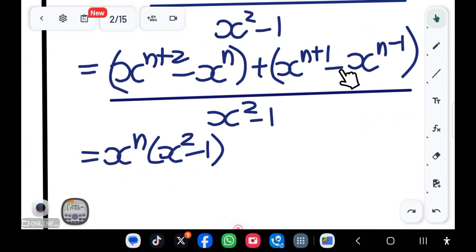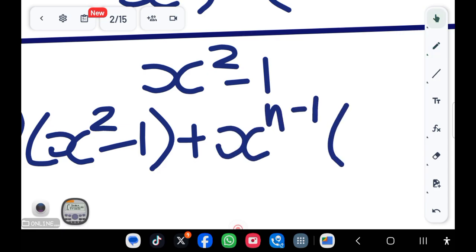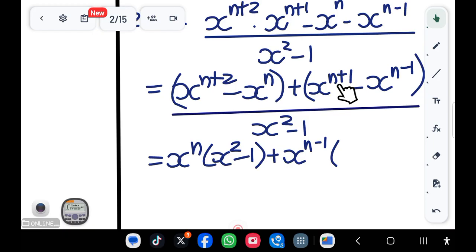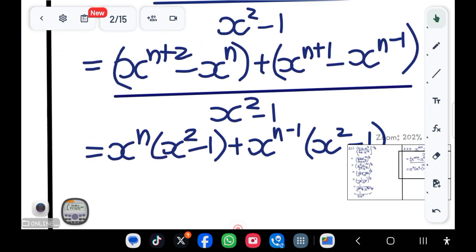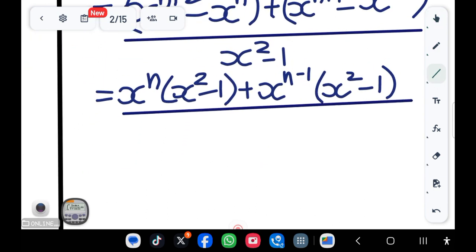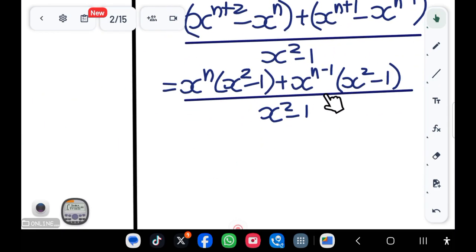Same story over here. Take out a common factor of x to the power of n minus 1. And to get back to x to the power of n plus 2, you'll have to multiply that by x squared minus 1. Alright, so now we have that common factor. The next step is to take it out. So that's x squared minus 1. So now let's take out that common factor here. X squared minus 1.